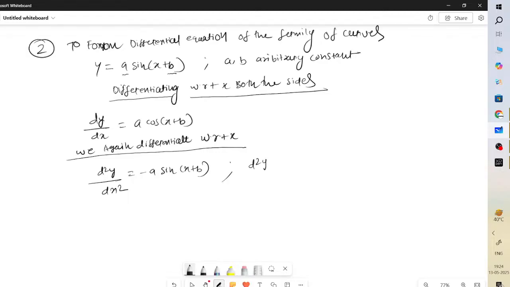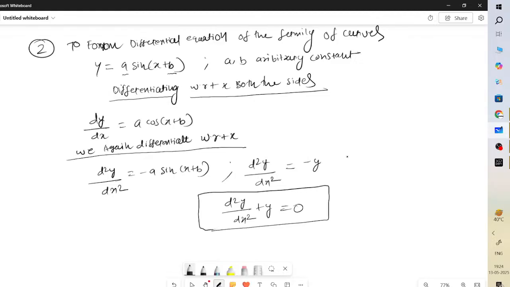d2y by dx2 is minus y. Okay, and then we get d2y by dx2 plus y is equals to 0, which is our required differential equation. The required differential equation.